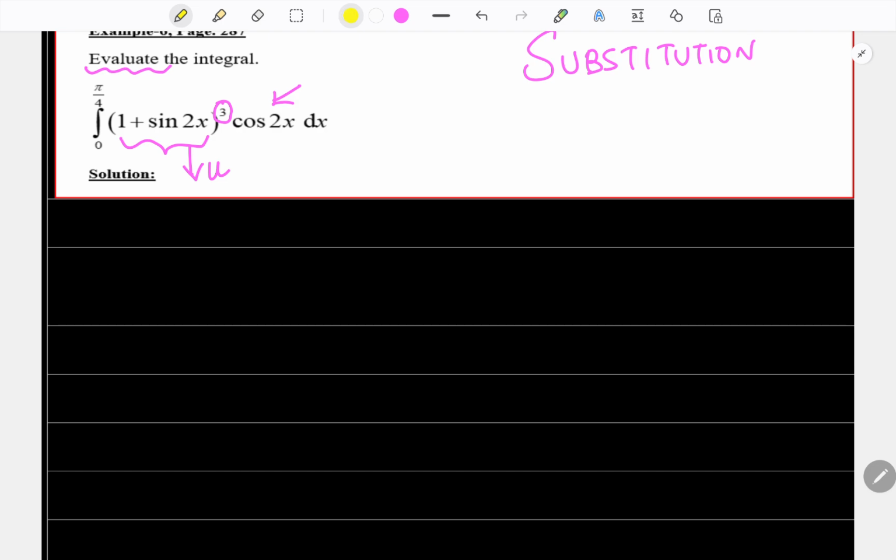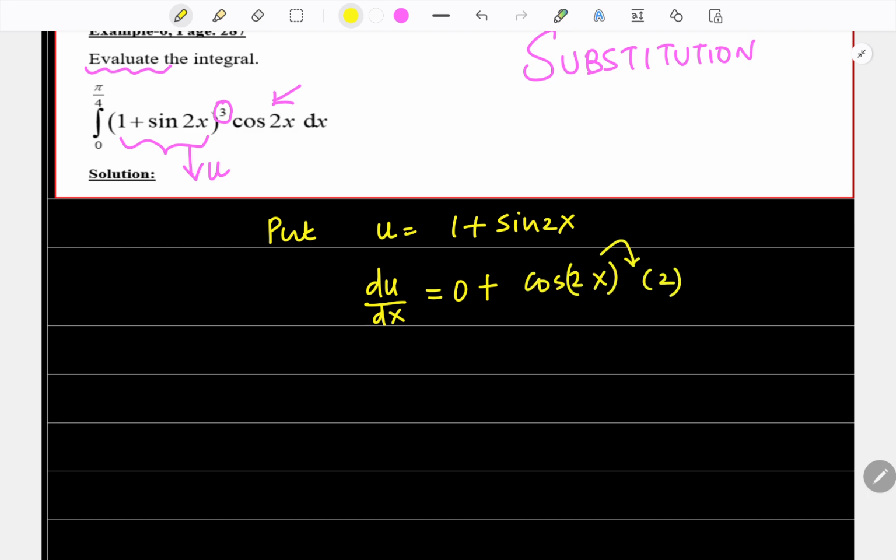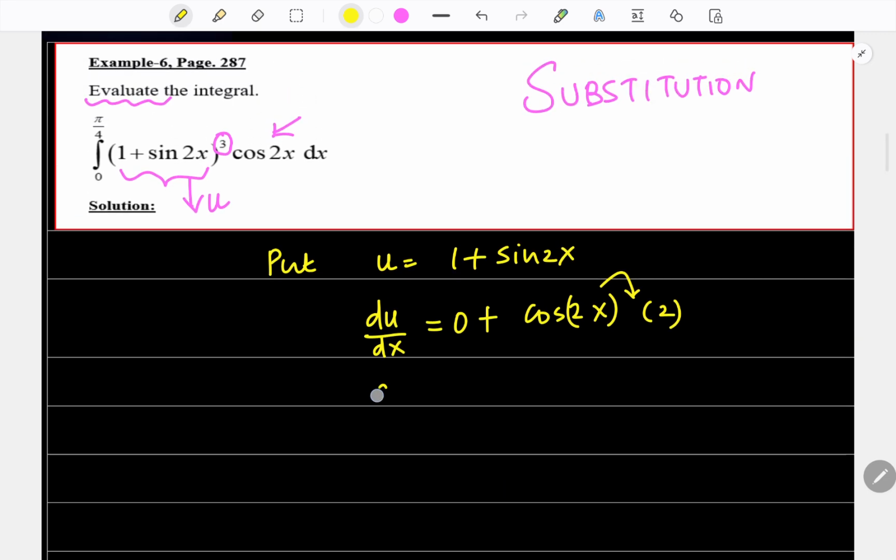So let me put u is equal to 1 plus sine 2x. What is the next step? Differentiation, du divided by dx. You're going to differentiate this one with respect to x. The derivative of 1 is 0. The derivative of sine 2x is cosine 2x, and the derivative of 2x is 2. You already studied this in calculus 1. So now du divided by dx is equal to 2 cosine 2x.